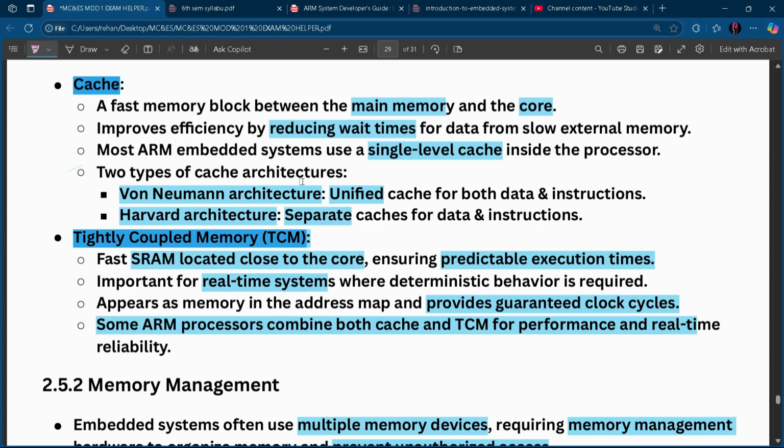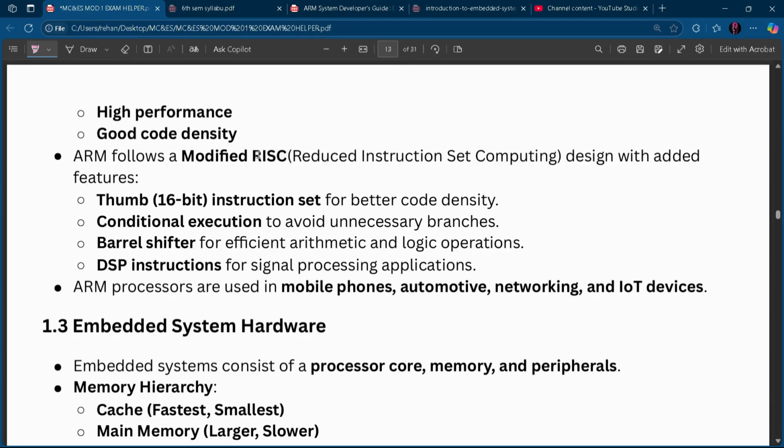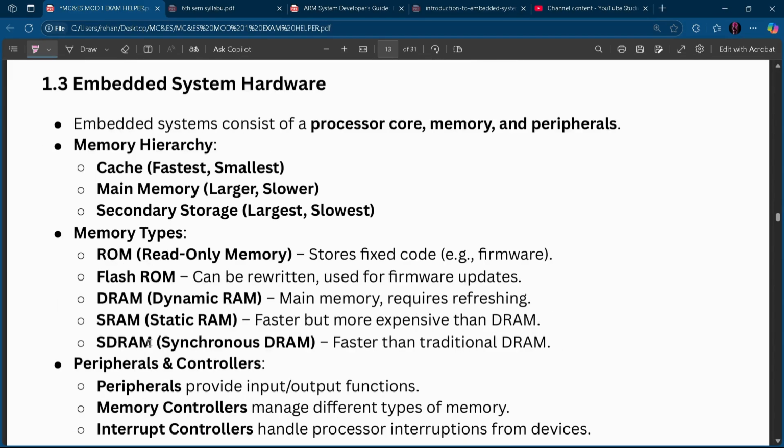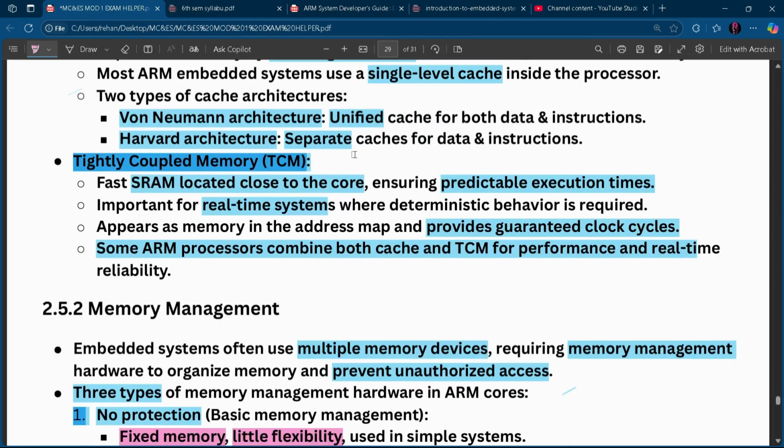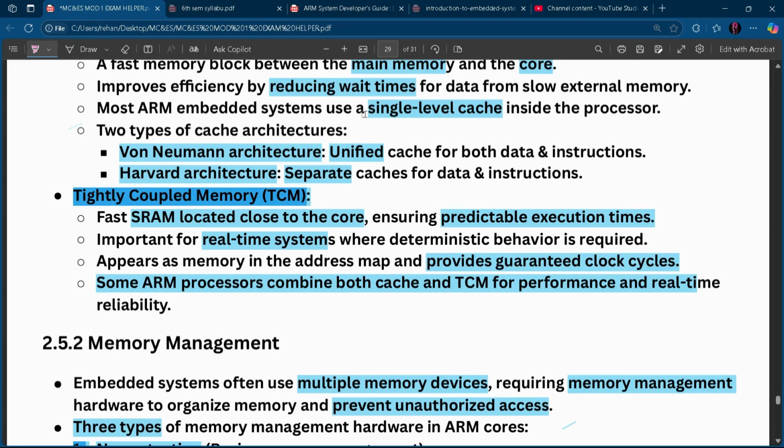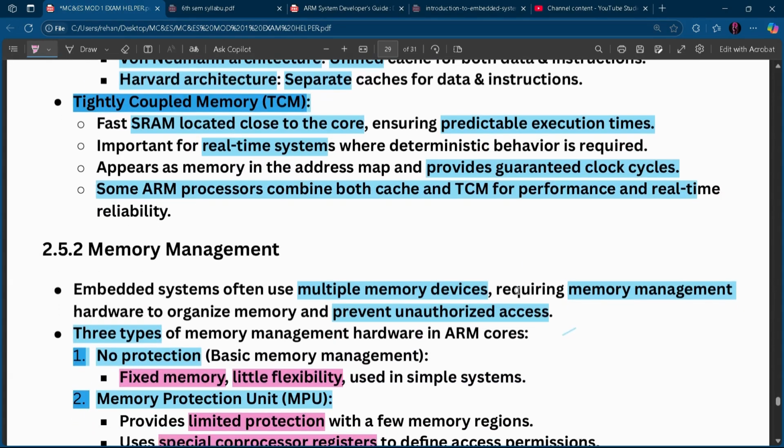That's it. Tightly coupled memory uses SRAM. If you look at page 13 of the PDF, you have static RAM, which is fast and more expensive than DRAM. It is important for real-time systems where deterministic behavior is required. It appears as memory in the address map and provides guaranteed clock cycles. When it comes to real time, we need this guarantee in the processors. Some ARM processors combine both cache and TCM for performance and real-time reliability.